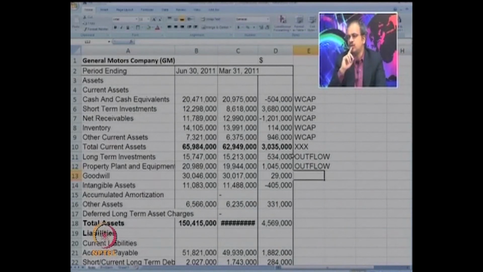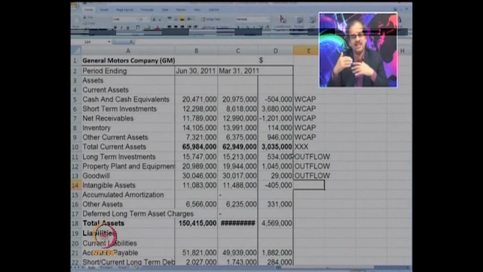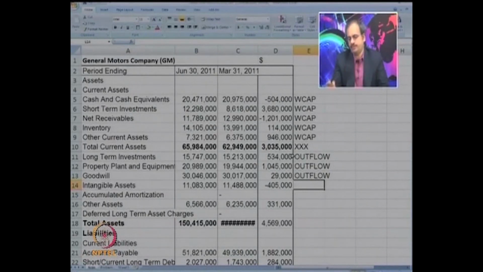Next item is goodwill. Now this is a very important item. You can see there is a small increase in the goodwill. Again, it is an outflow. As per US GAAP, goodwill is shown as a separate item. When we saw the balance sheet of Reliance, it was not shown as a separate item. In this case, it is a separate item and there is an increase, so we have marked it as an outflow. Next is intangible assets. You will see there is a decrease in the intangible assets. So how should I put it?